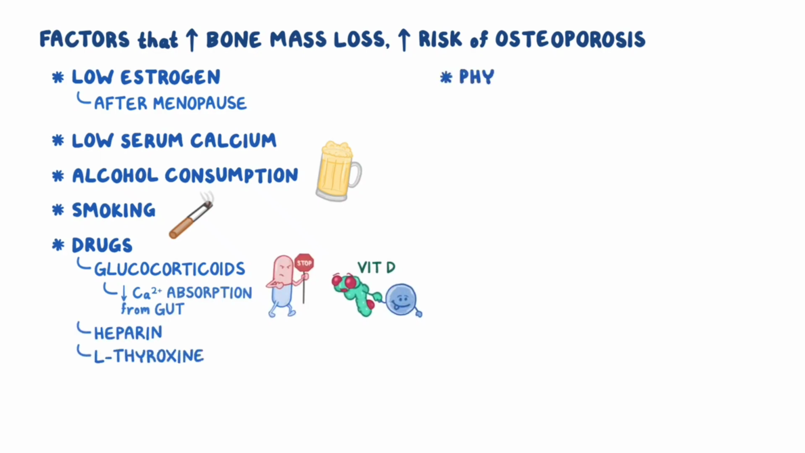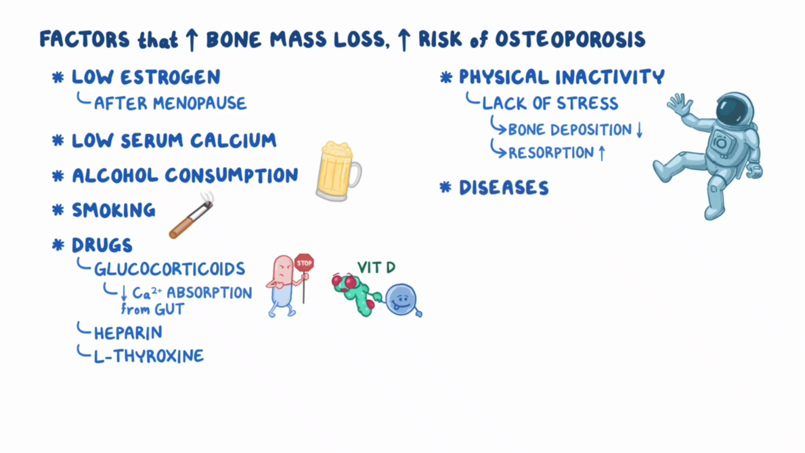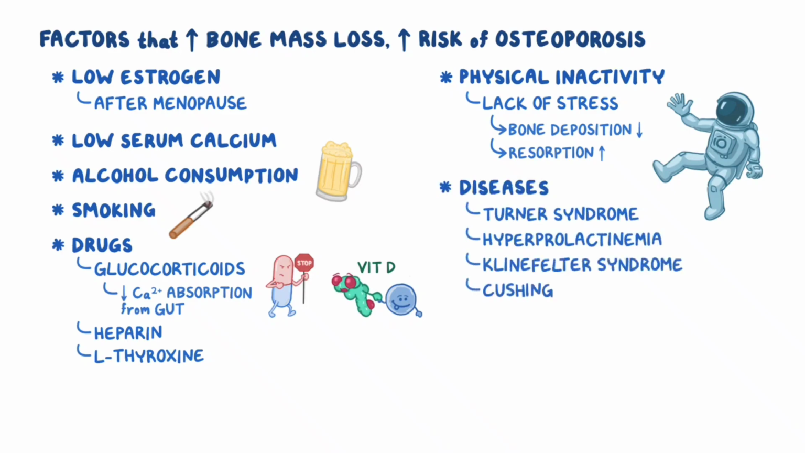Another factor is physical inactivity, as seen in astronauts in a zero-gravity environment where they just don't use their musculoskeletal system as hard as when they're on Earth. As a result, bone deposition decreases due to a lack of stress, while resorption increases. There are also diseases that can cause osteoporosis, like Turner syndrome, hyperprolactinemia, Klinefelter syndrome, Cushing syndrome, and diabetes mellitus.